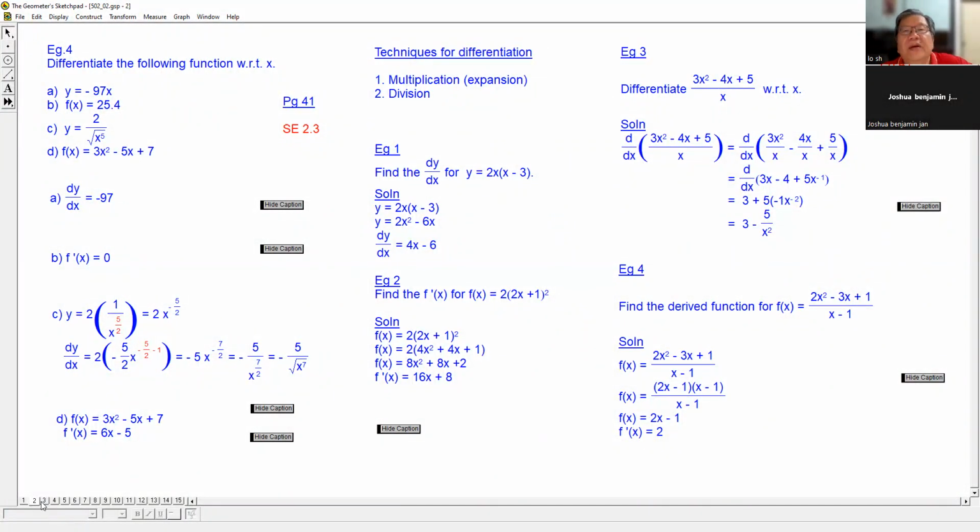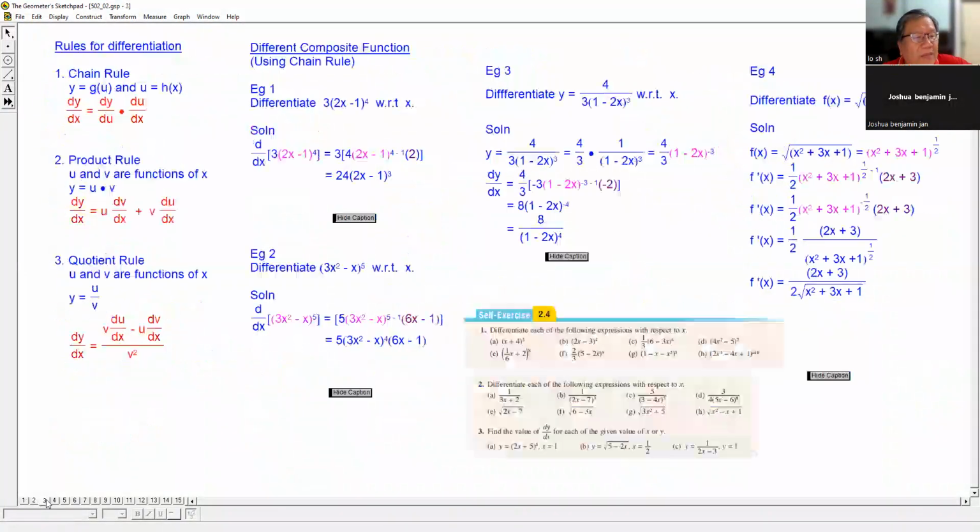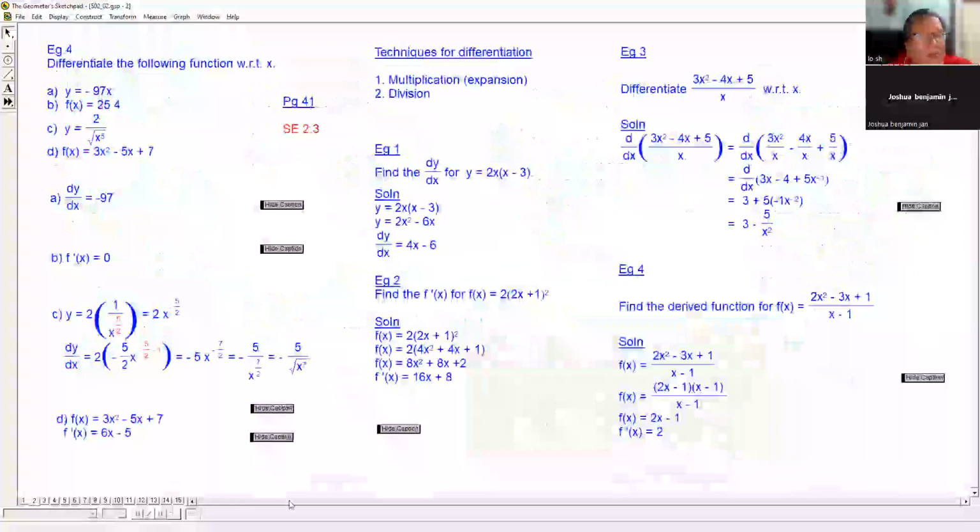Never mind. I give you some. This one is the last part already. The last part of differentiation. Nearly the end of the chapter already. This type, differentiate term by term. This one expand. This one divide. I will scan some questions and let you do, just like I showed. Okay.